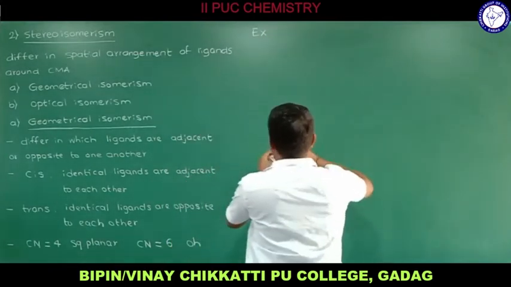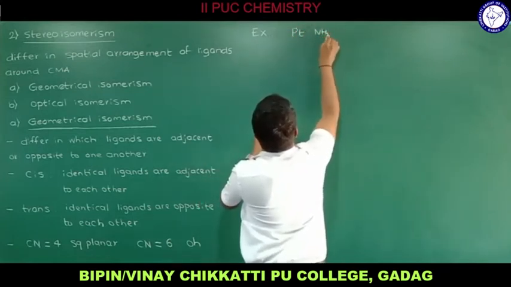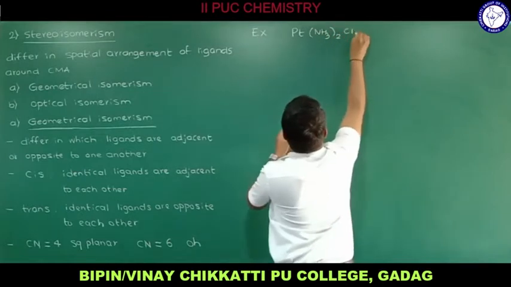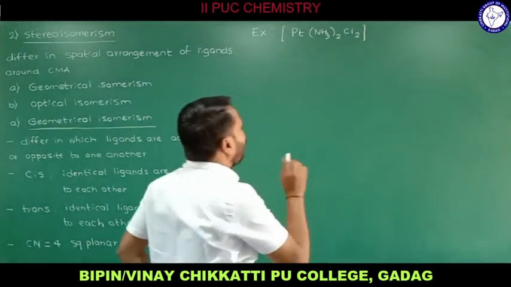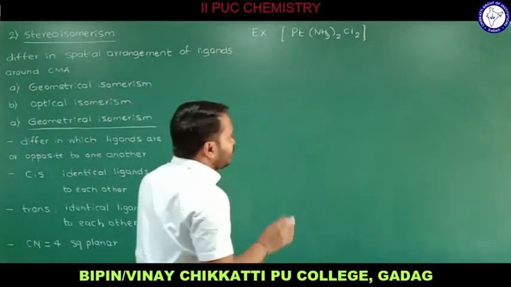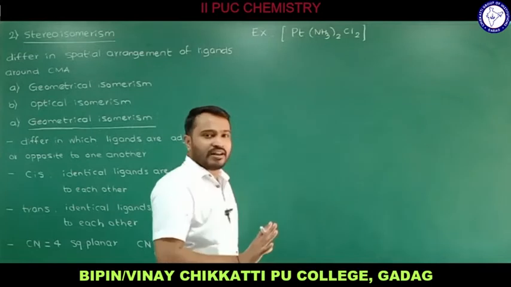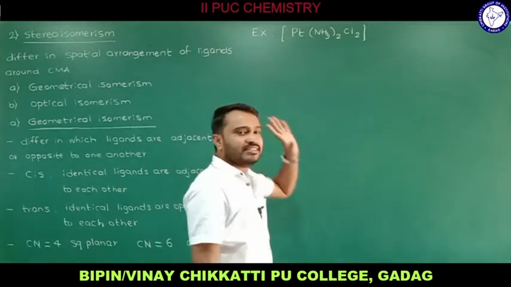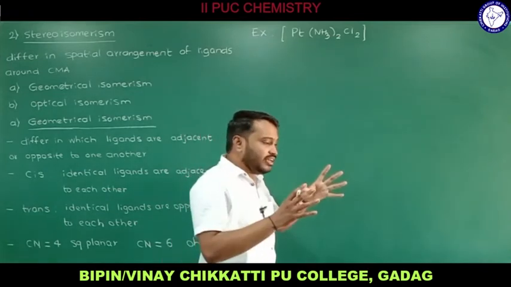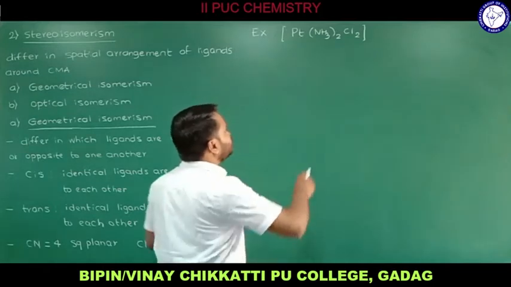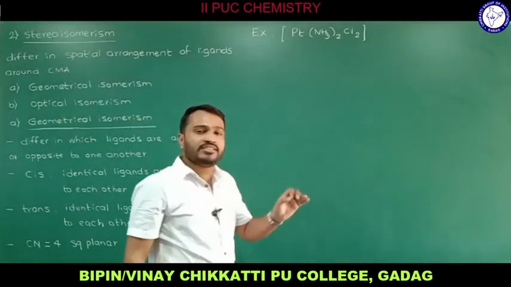The first example I am going to consider is [Pt(NH3)2Cl2], the coordination compound in square brackets. Now you can easily predict which one is the central metal atom and which are the ligands. Pt is the central metal atom, NH3 is one ligand, and Cl is the other ligand. The central metal atom Pt is surrounded by 2 NH3 and 2 Cl, so the coordination number is 4.